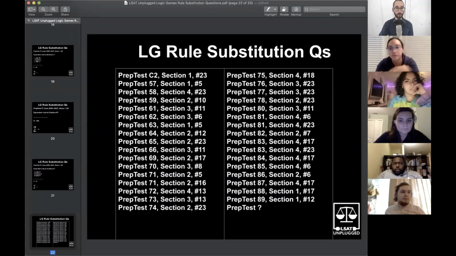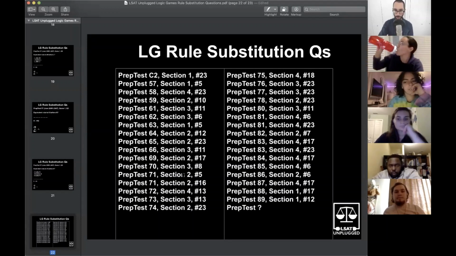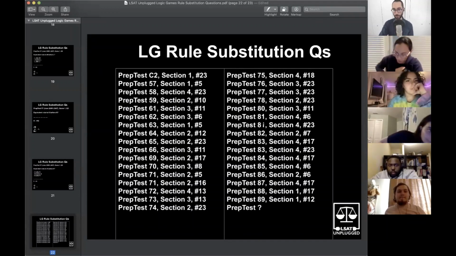So I would say for most people, if you don't have C2, totally fine. You don't need it. Work from 57 going up. You'll see that they're skipping some. Exam 60 doesn't have any rule substitution questions. 67 and 68 don't have either. Exam 71 has 2 of them. And 81 also has 2 of them. So they're sporadic. They're not every single time, but you could see fairly consistent.